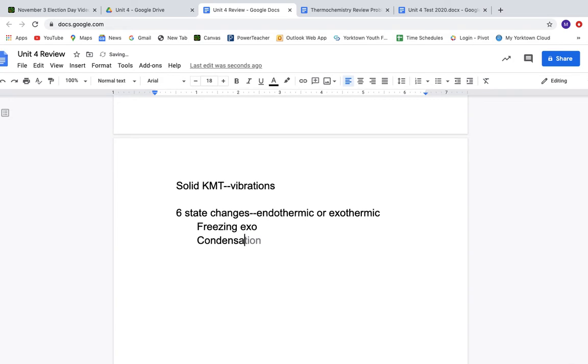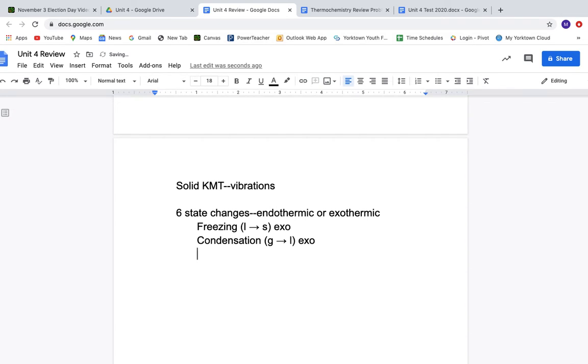Condensation. And remember, freezing is from a liquid to a solid. Condensation is from a gas to a liquid, and you have to take energy out for that to slow the particles down.